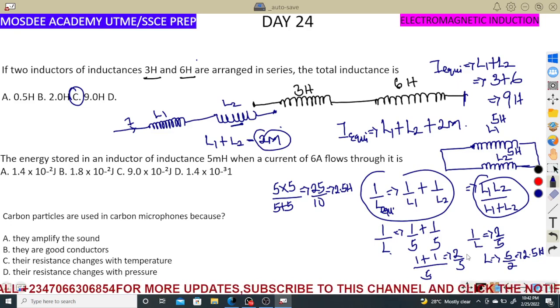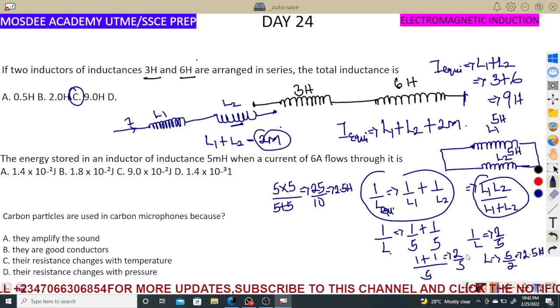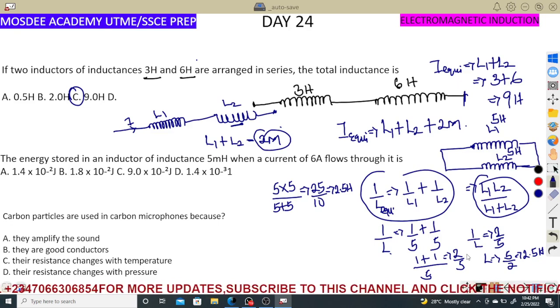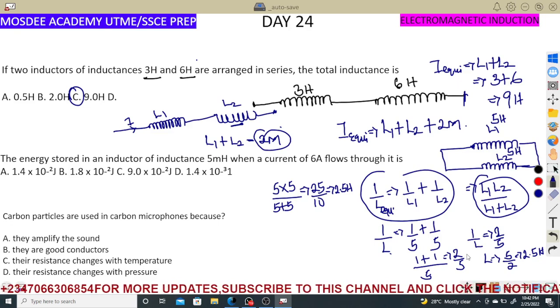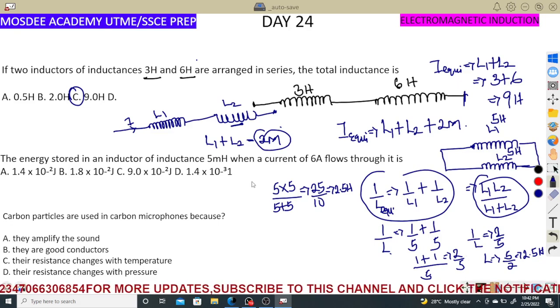The revisions are also available on the channel, but for now, these are quick revisions. When they are connected in series, you just add them, 3 plus 6. If it is parallel, 1 over 3 plus 1 over 6 equals 1 over the one you are looking for. Keep it in mind. This is the way you solve all your questions.